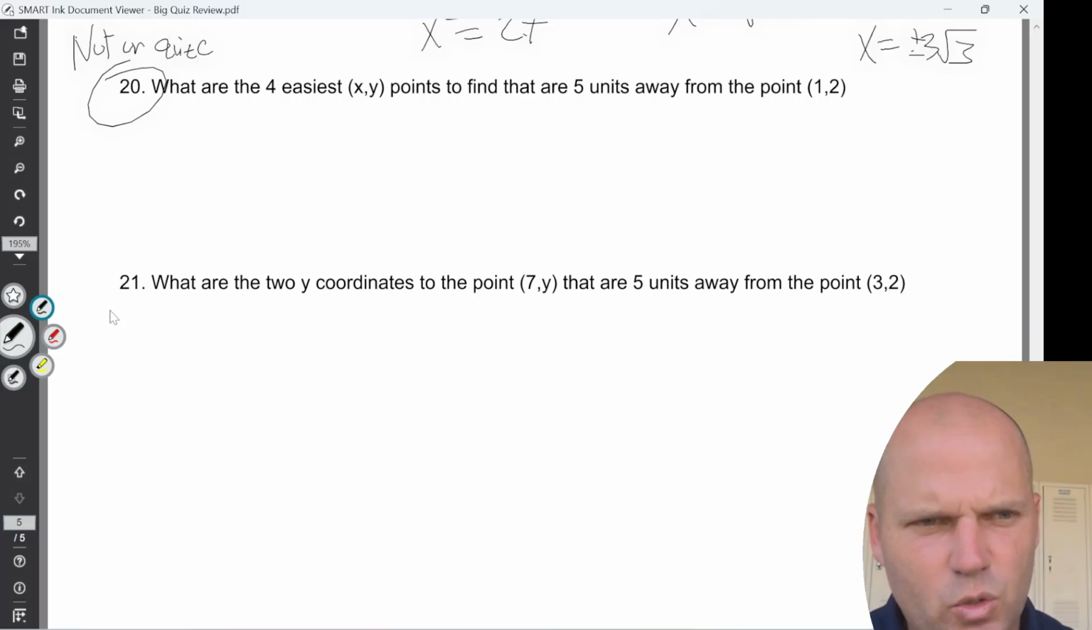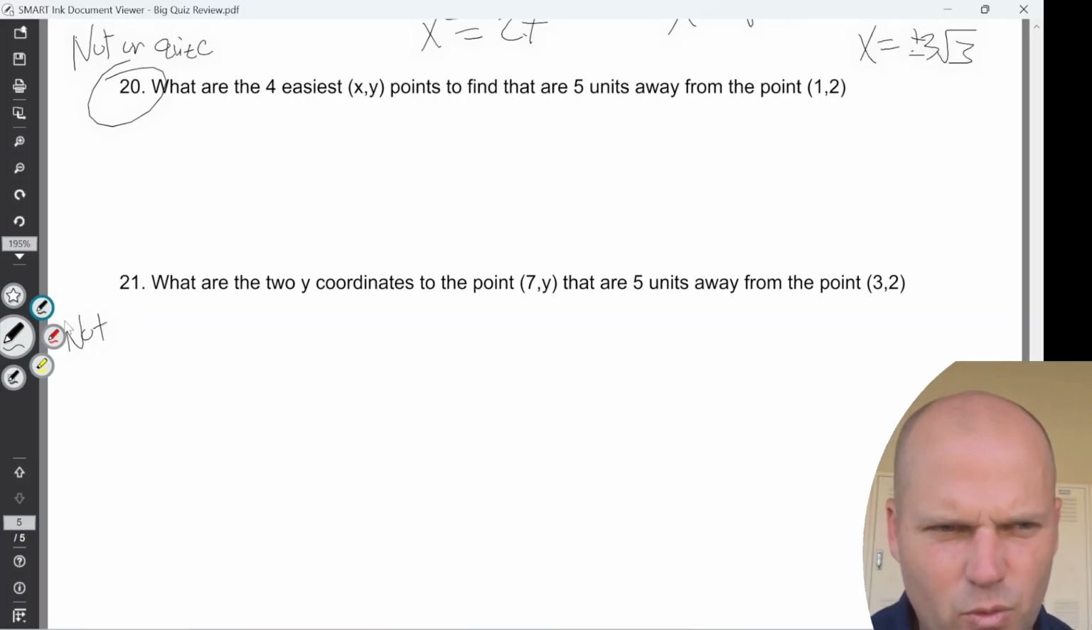20 is going to be on the quiz. 21 not on the quiz. So 19 and 21 not on the quiz. But 20 is.